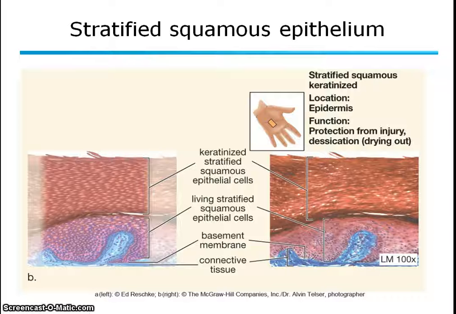And here's another example, which is the palm of your hand. And again, we see a function, protection from injury. All of these layers and layers of cells are going to protect you as you go throughout your day, picking things up, carrying them. Your skin has to be very protective.